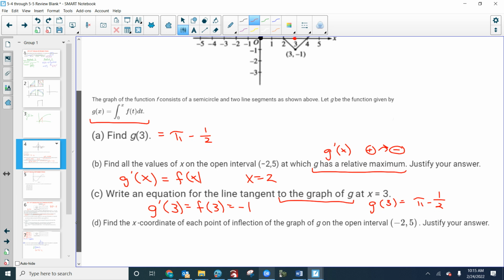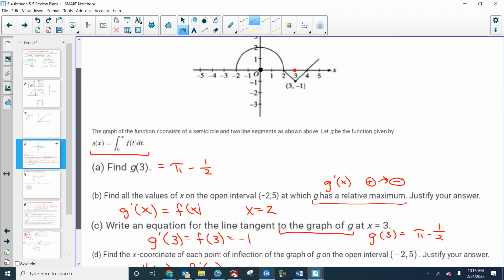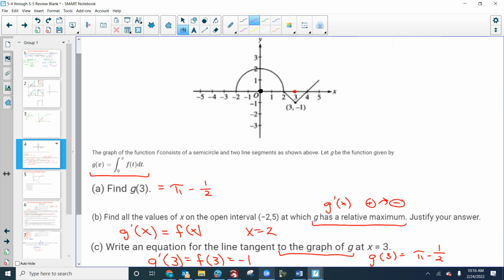All right, last one. Find the x-coordinate of each point of inflection of the graph of g. Well, an inflection point will happen when g double prime changes sign. Well, g double prime is equal to f prime. So if we're looking for where g double prime changes sign, we're looking for where f's slopes change sign. You're looking at f. F's slopes are positive, 0, negative.